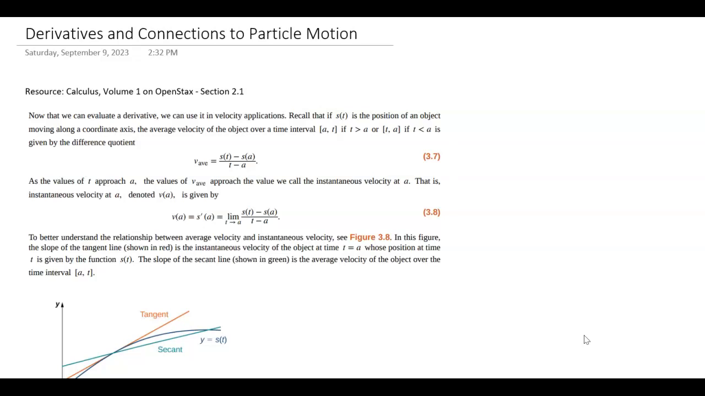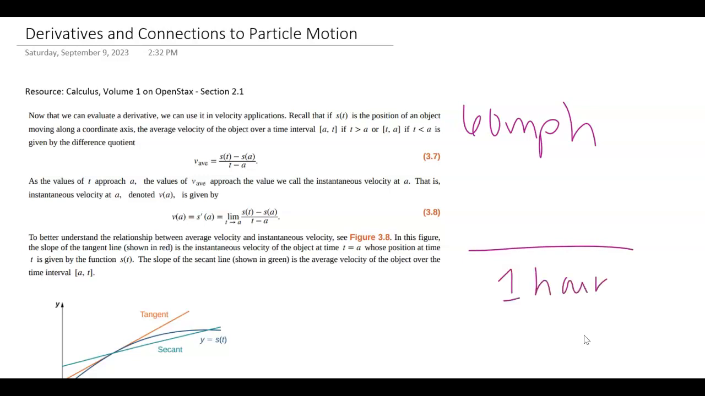If you are going 60 miles an hour, then over 1 hour, you travel 60 miles, right? So it's a change in position over time. We usually use position as S of t. I have no reason why we do that, but then we use velocity as V of t.